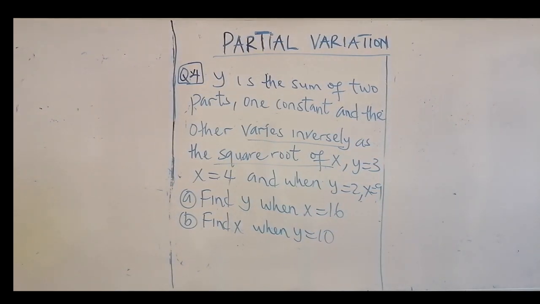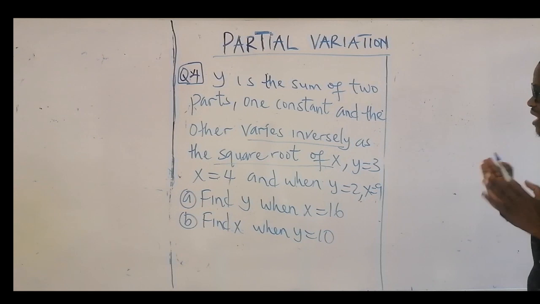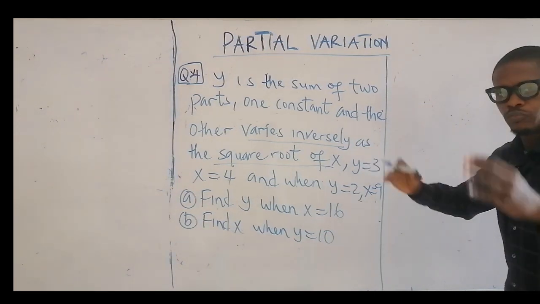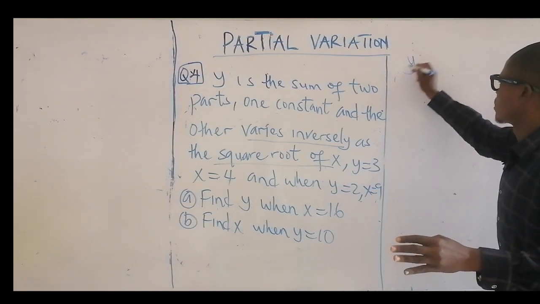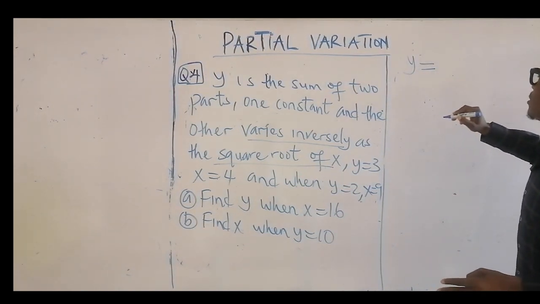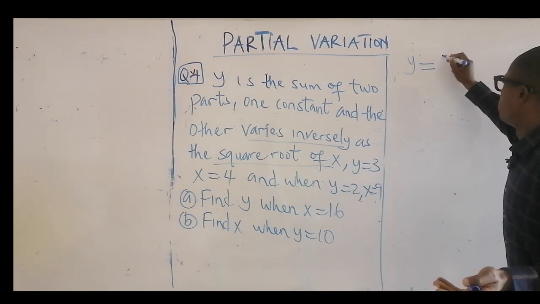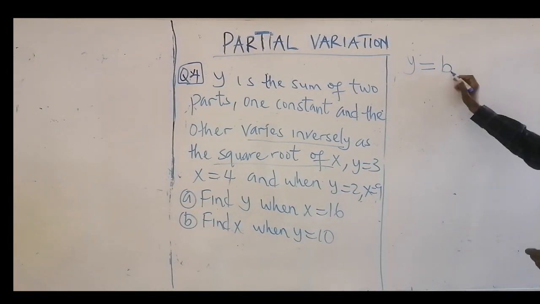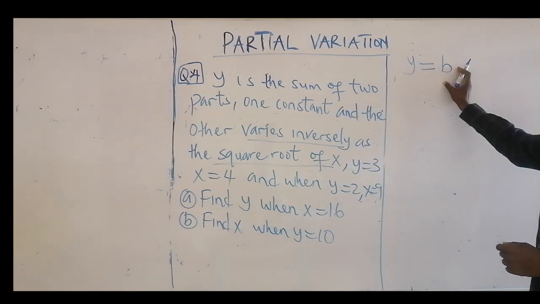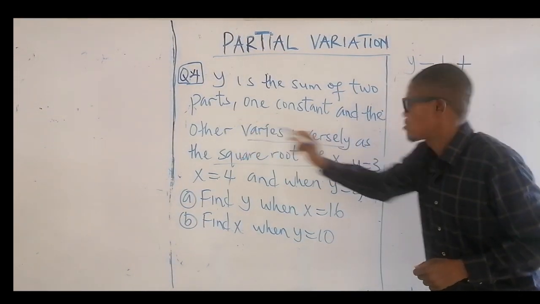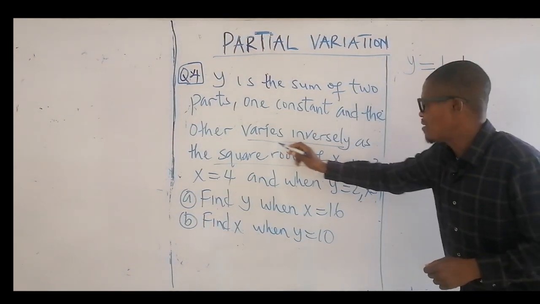So what we'll do now is to translate the given question to a mathematical expression. So we need to get this clearly. y is the sum of two parts. One part of the sum of two parts is constant. So y is equal to a constant. You can pick any alphabet for your constants, so let's go for b, which will be different from the given parameters. That's one part. And the second part, plus the other varies inversely.